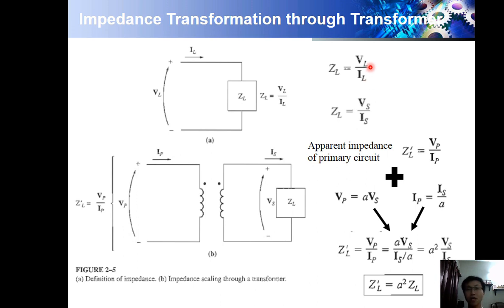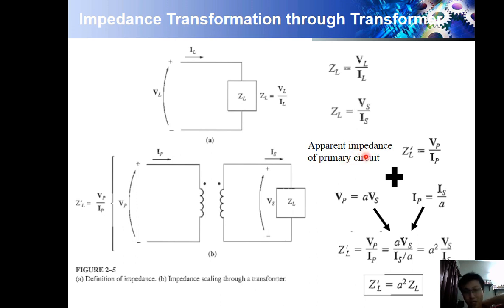VL is the low side voltage. IL is the low side current. So my ZL equals VL divided by IL. Then on the primary side, Z equals V divided by I, so ZS would be VS divided by IS. This is my low voltage side.